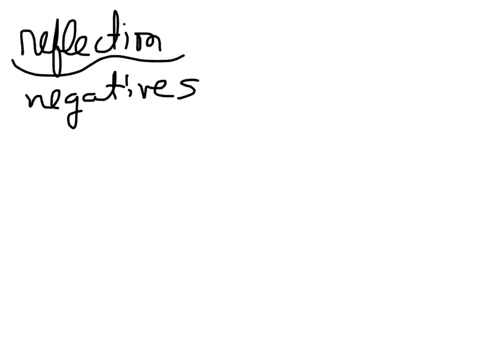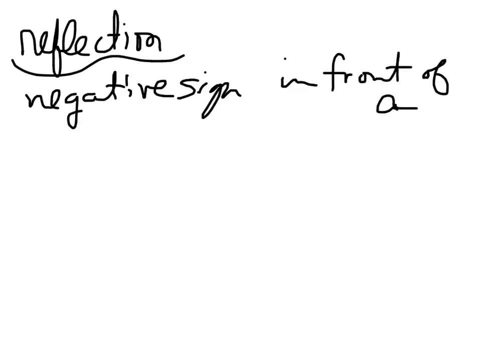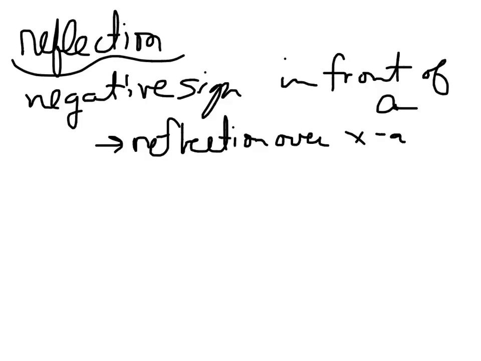Negative sign where? In front of A. That would be one of them. And that's a reflection over the x-axis. And where would the y-axis one go? On the inside. Which, I'm looking at it, and I don't think you'll have any that go on the inside. No, you won't have any that go on the inside.